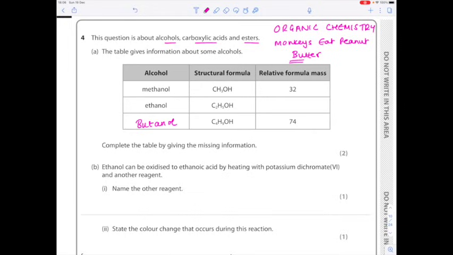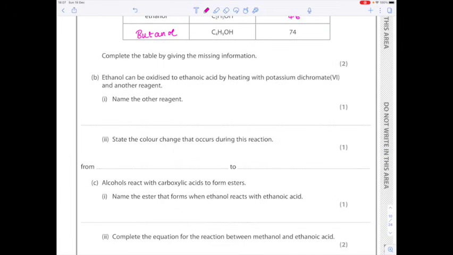We now need to provide an estimation for the relative formula mass of ethanol. So use your periodic table, it will tell you that carbon is 12, so we do times 2, plus 5 lots of hydrogen, which is 1, plus oxygen 16, plus hydrogen, which is 1, to get an answer which is 46.